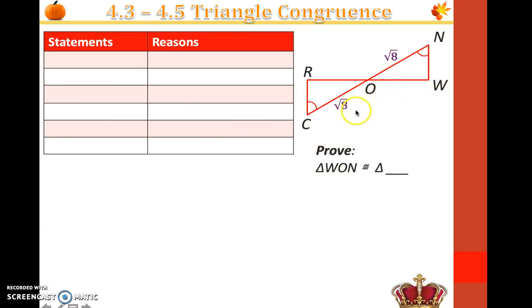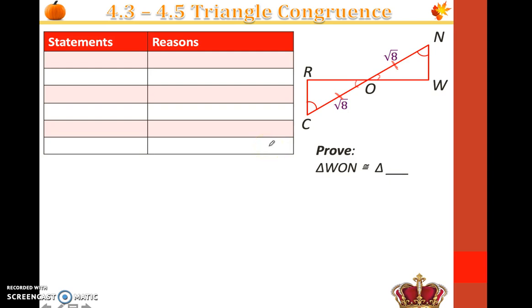In this case, on the next page, pause it right now if you want to try it, but I'm going to go right now. The C is congruent to the N, no big deal. This is a pair of vertical angles once again, awesome. And then if CO and ON are both equal to root 8, then they're equal to each other. Thus, the segments themselves are congruent.